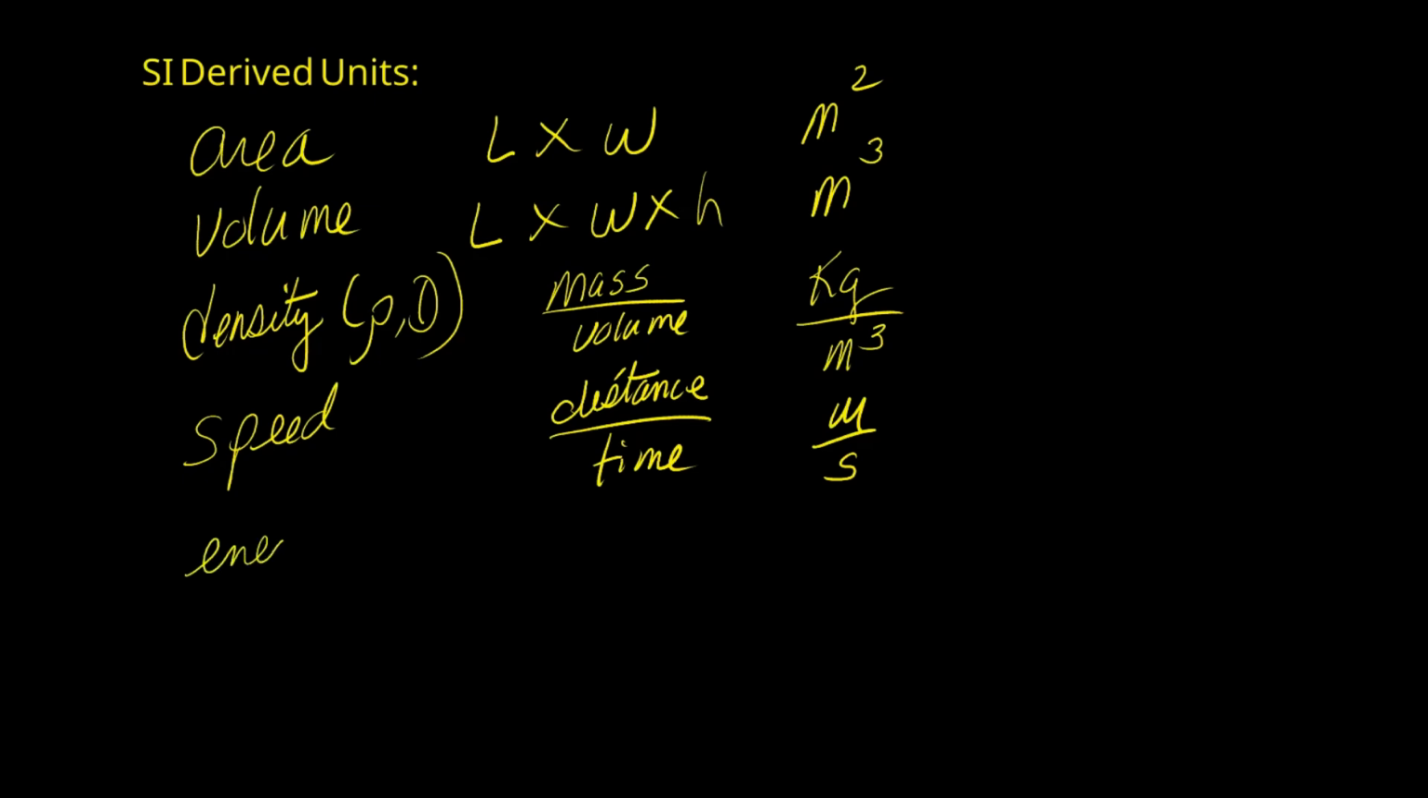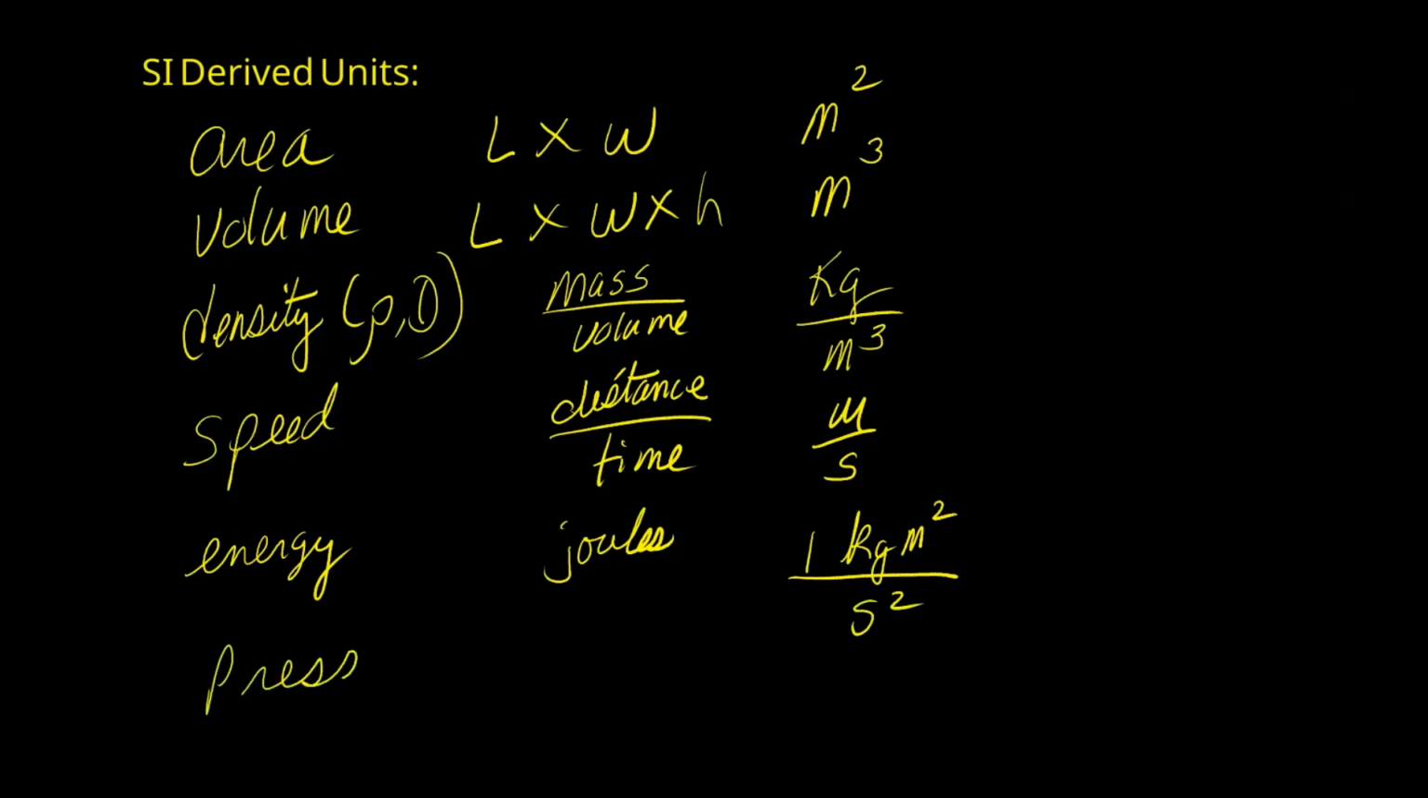Energy. Energies can be measured in joules. And a joule is 1 kilogram meter squared over second squared. Pressure. We measure in pascals. Now, a pascal is 1 kilogram over meter second squared.